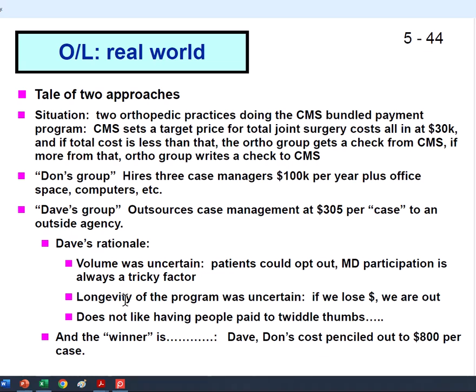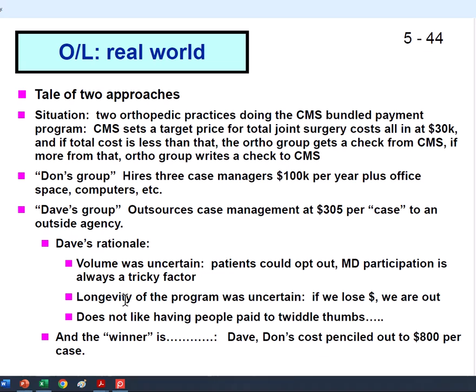So again, it isn't that I was smarter than Don or not. It just shows you that my thought process was volume was uncertain, longevity was uncertain. I didn't want any personnel issues. And Don just took a different approach. I made presentations on this, and I will tell you that out of 100 orthopedic groups around the country, 95% of them hired case management nurses, and very few of us just outsourced it.